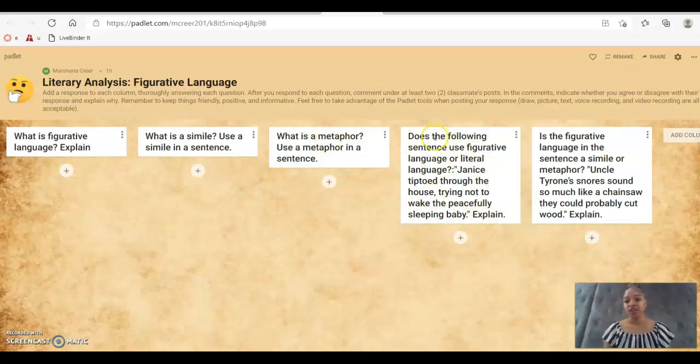And then for this here, does the following sentence use figurative language or literal language? So you're just going to read the sentence and let me know whether it's literal language or figurative language, and then explain your answer. You do so by clicking these plus signs here, and then you add your response. And the last question is, is the figurative language in the sentence a simile or a metaphor? So read the sentence here and let me know if it's a simile or a metaphor, and then explain your answer.